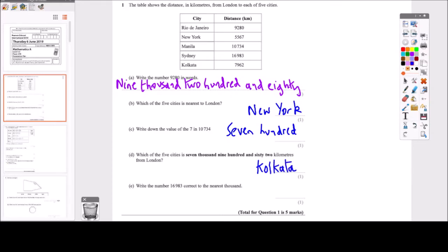And write the number 16,983 correct to the nearest thousand. So to the nearest thousand, the answer is just going to have thousands. Is it 16,000 or is it 17,000? Well, it's clearly nearest 17,000 because it's over 16,500. So to the nearest thousand, it's 17,000.